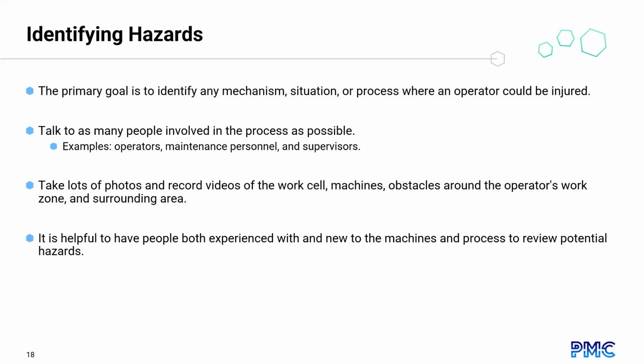A robot, for example, could be picking up a part and placing the part somewhere. So could the operator's hand get in the way, for example? Or are there pinch points? Are there places where someone could get cut? Are there electrical hazards?